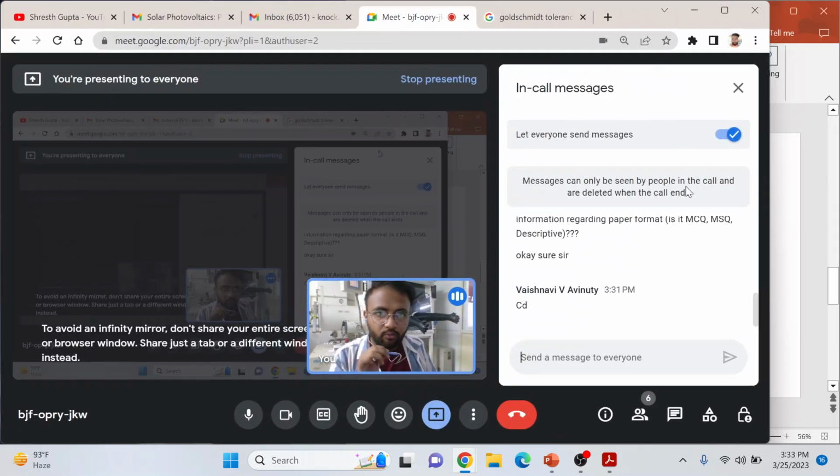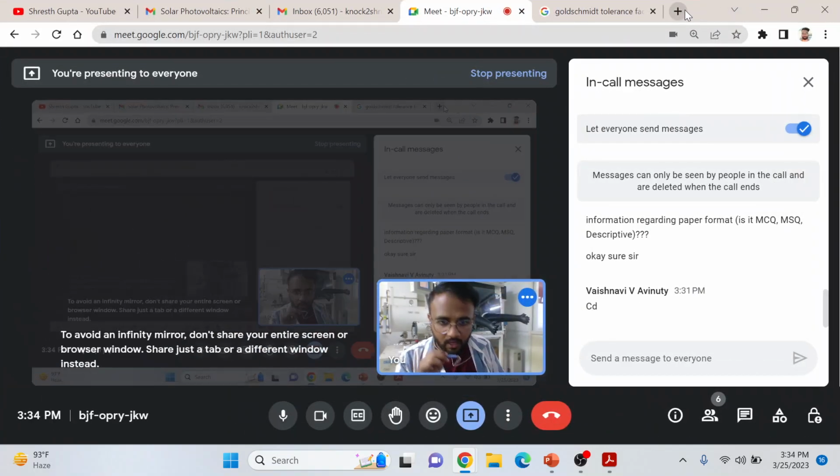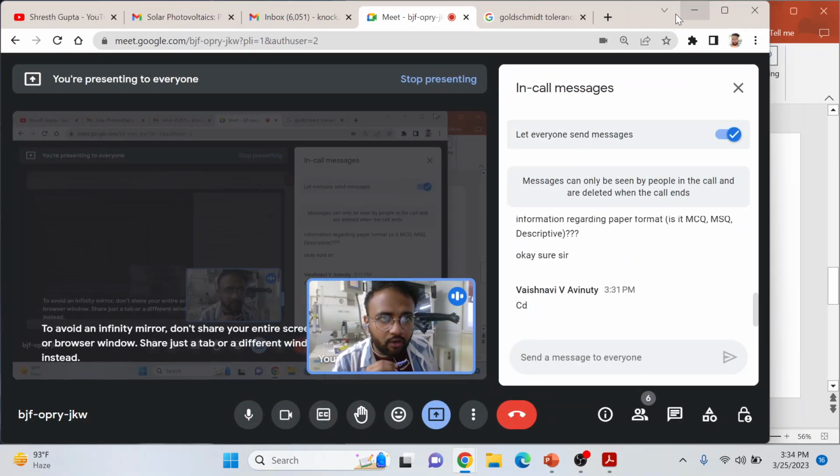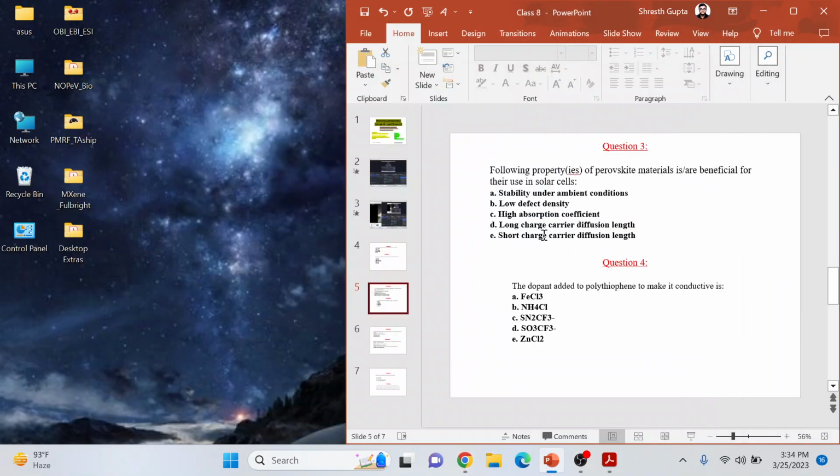Okay, more and more electron and hole formation will be there, and that means more and more charge carriers will be formed, electron hole forms, electron hole forms. That means the charge carrier length will be bigger. So obviously the options which are right are C and D, the high absorption coefficient and the charge carrier lifetime.